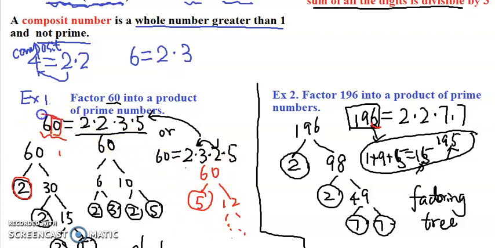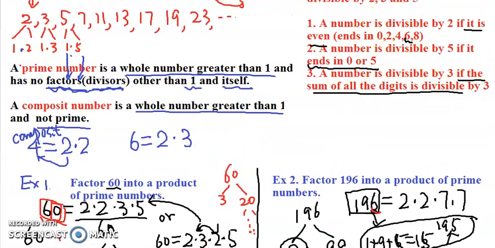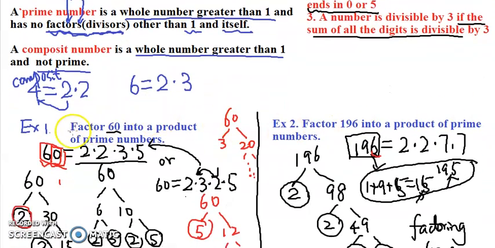If adding the digits, say we add a 6 and a 0, 6 plus 0, we still get 6, and 3 goes into the sum, 6, then 3 must go in there. So another way to break down is you can break down as 3 times 20 and continue to break down, keep using the rules 2, 3, 5. These rules will be very useful when you try to factor a number.